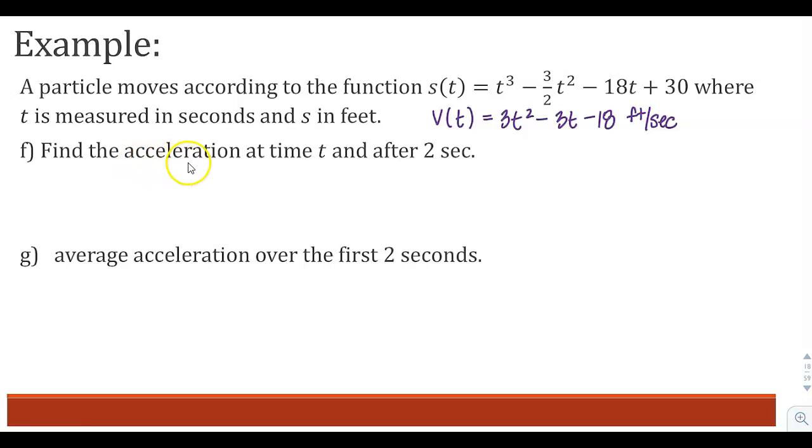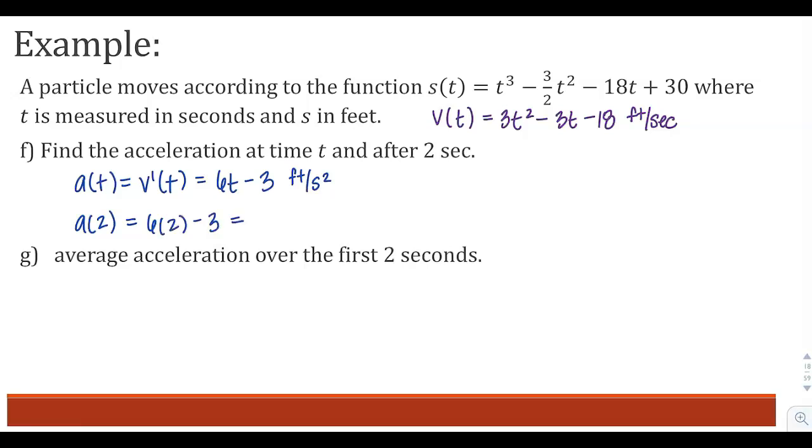In part F, we want to find the acceleration at time t and after 2 seconds. We already had the velocity function. We'll take its derivative to find acceleration at time t. So a of t is v prime of t. By the power rule, that is 6t minus 3, and the units there would be feet per second squared. Then we substitute in 2, so the acceleration after 2 seconds is 6 times 2 minus 3, or 9 feet per second squared.